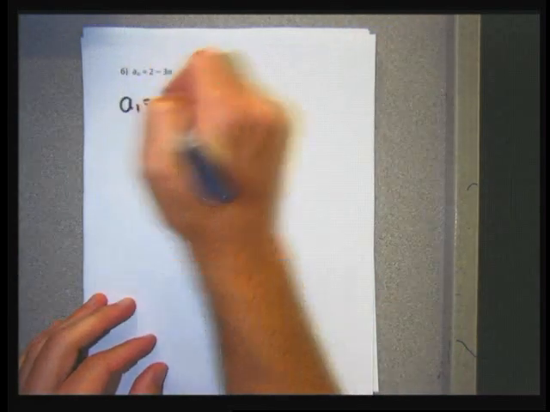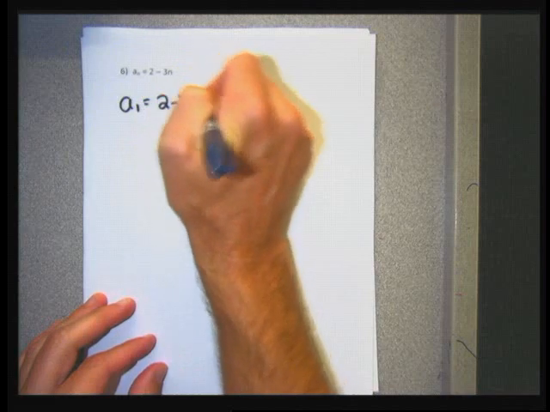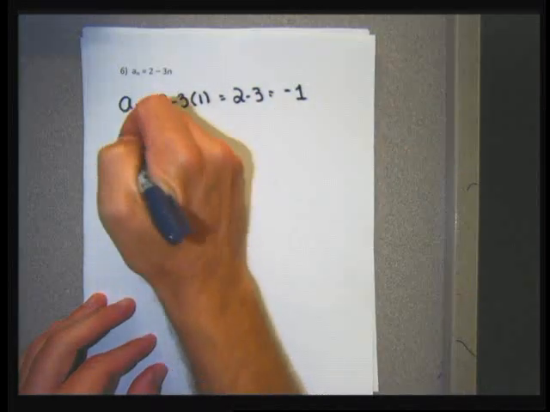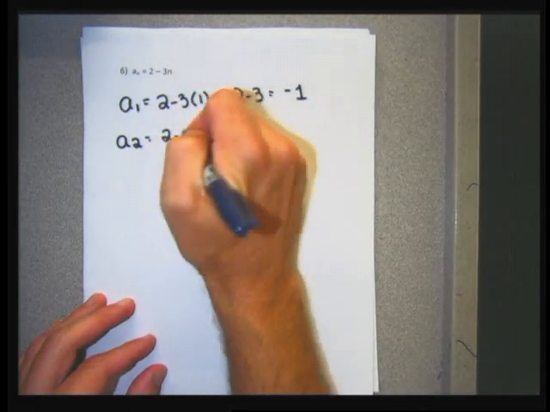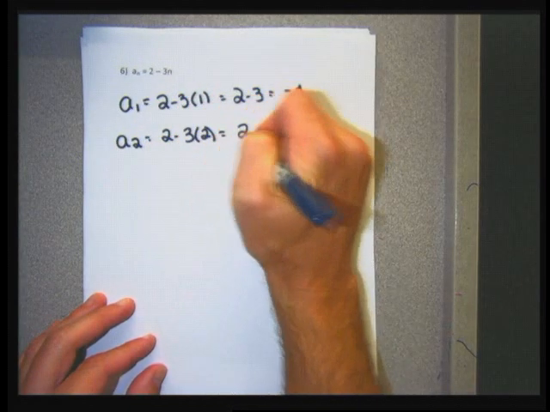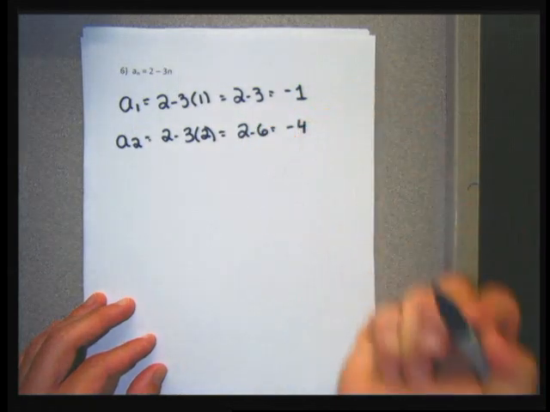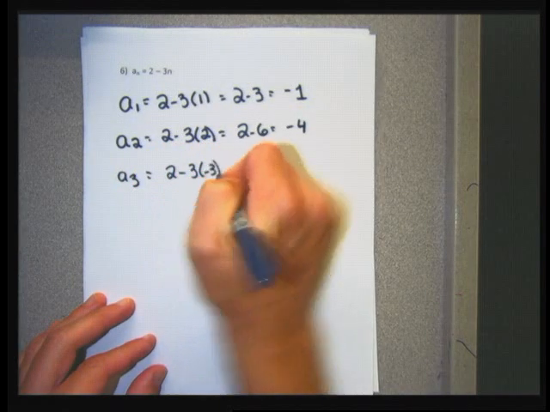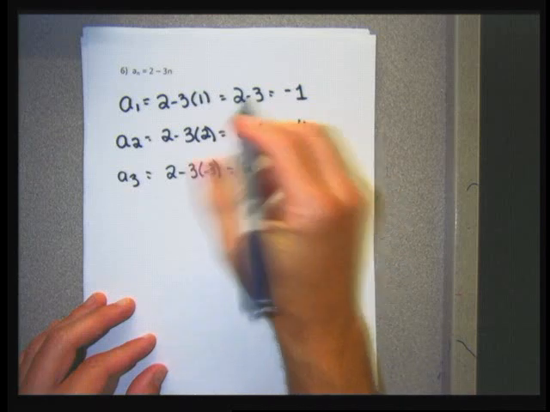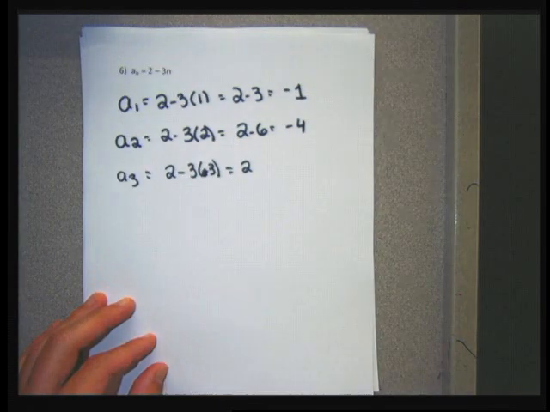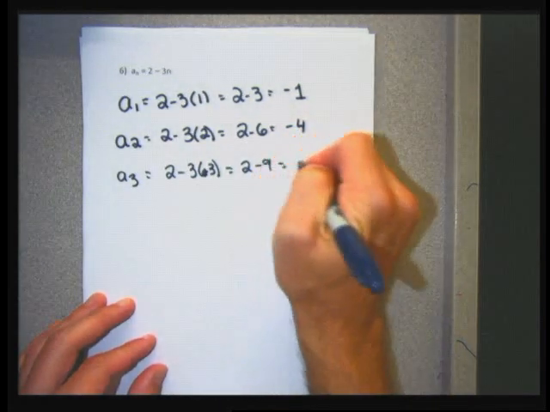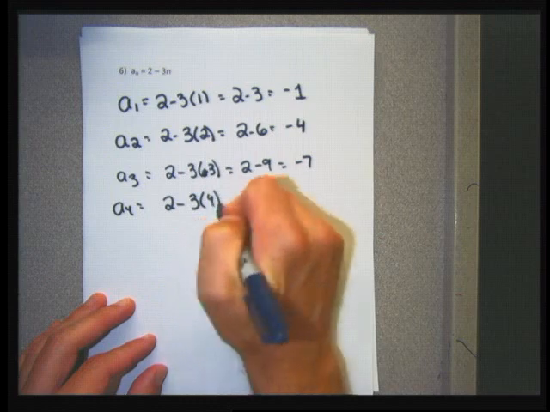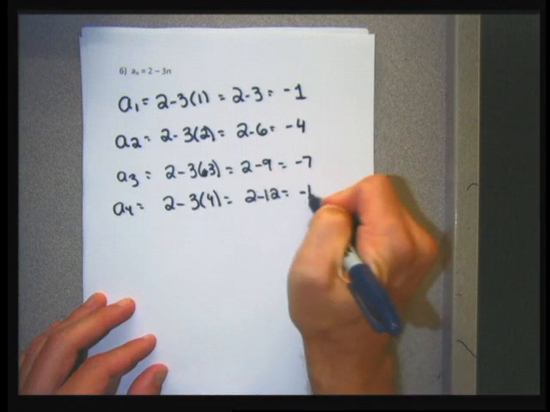I'm going to say a sub 1 is 2 minus 3 times 1. That's 2 minus 3, and 2 minus 3 is negative 1. A sub 2 is 2 minus 3 times 2, which is 2 minus 6, and 2 minus 6 is negative 4. A sub 3 is 2 minus 3 times 3, which is 2 minus 9, which is negative 7. And a sub 4 is 2 minus 3 times 4, which is 2 minus 12, which is negative 10.